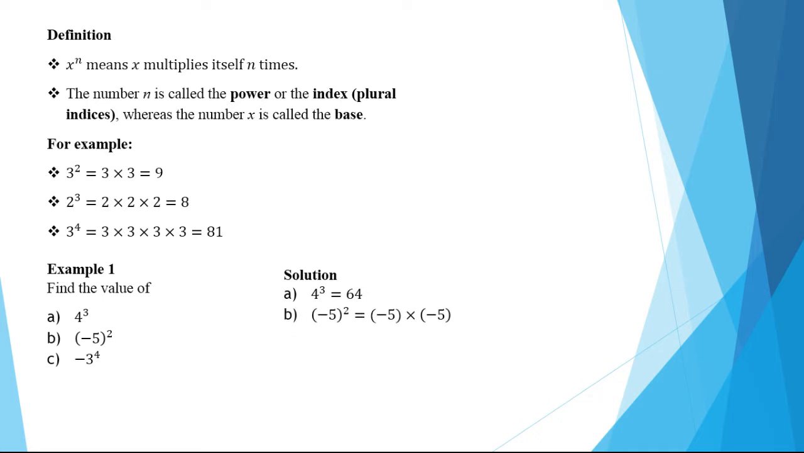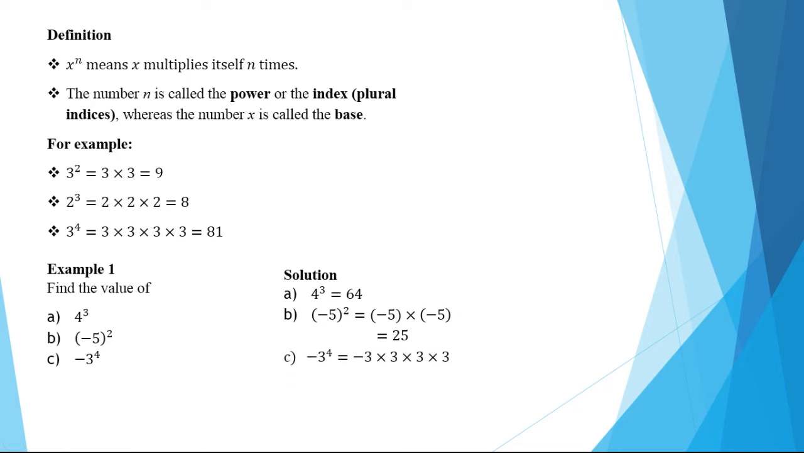So first you expand it like this. Negative 5 to the power 2 equals negative 5 times negative 5. So the negative 5 multiplies itself twice, and it gives us 25. Remember, the negative sign, negative times negative is positive. So the negative multiplies itself as well.